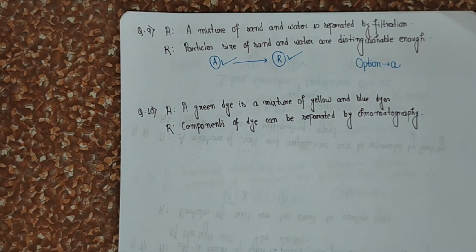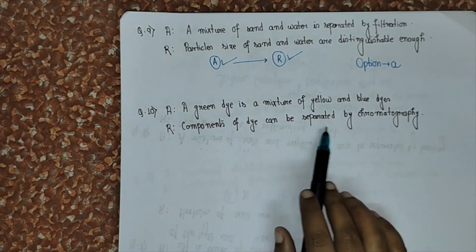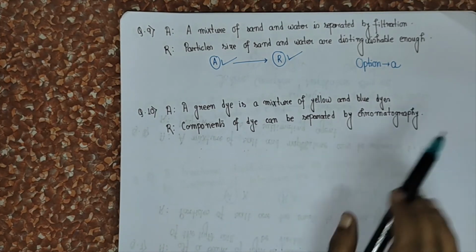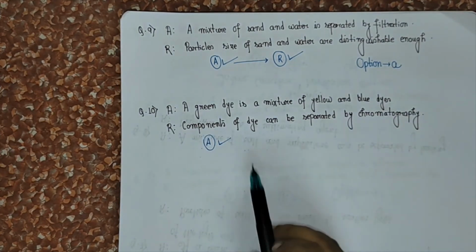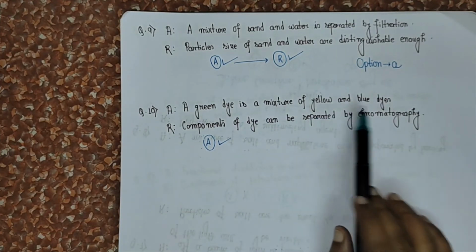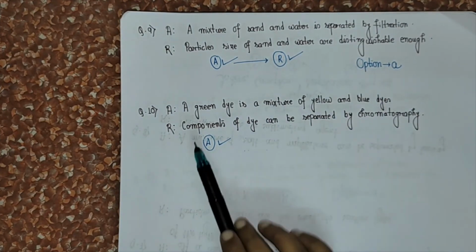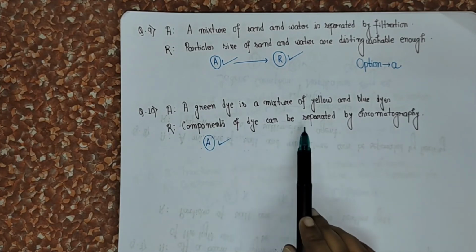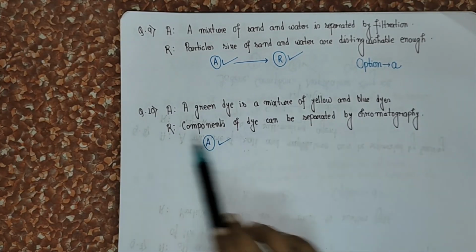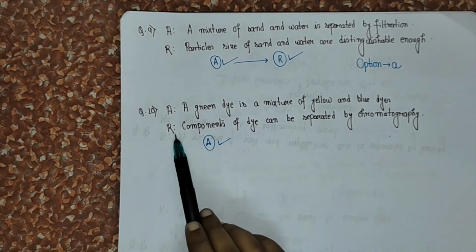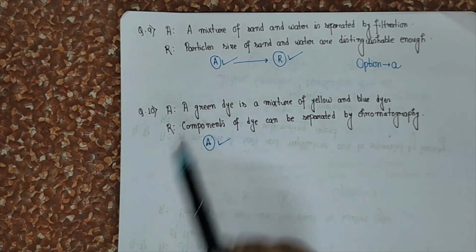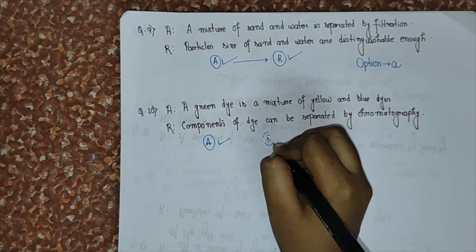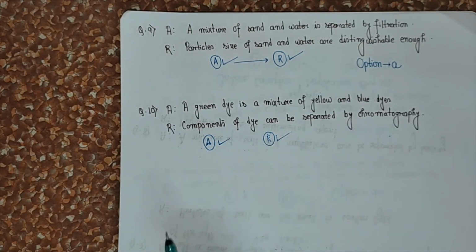Option number A. Now the next question, number 10. Assertion: a green dye is a mixture of yellow and blue dyes. Reason: components of dye can be separated by chromatography. So the assertion is correct, that a green dye is a mixture of yellow and blue dye. You may try it at your home also. And the reason, components of dye can be separated by chromatography, the statement given as reason is correct, but this is not the proper explanation of the assertion.